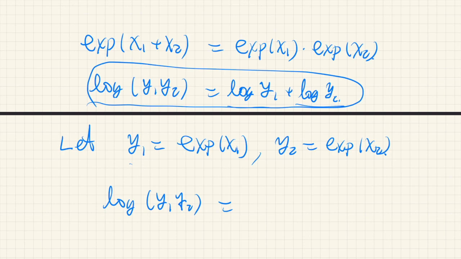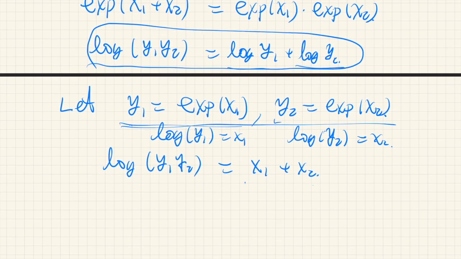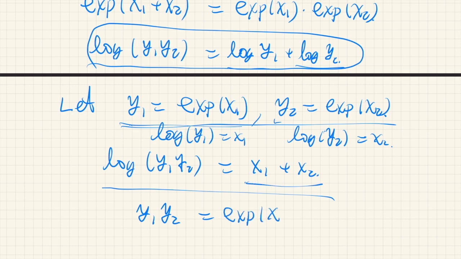So therefore, using this, we have x1 and x2. So this means log of y1 is equal to x1 and log of y2 is equal to x2, right? So now, because of this, since exponential is the inverse of log, we have y1 times y2 is equal to exponential of this thing, x1 plus x2.